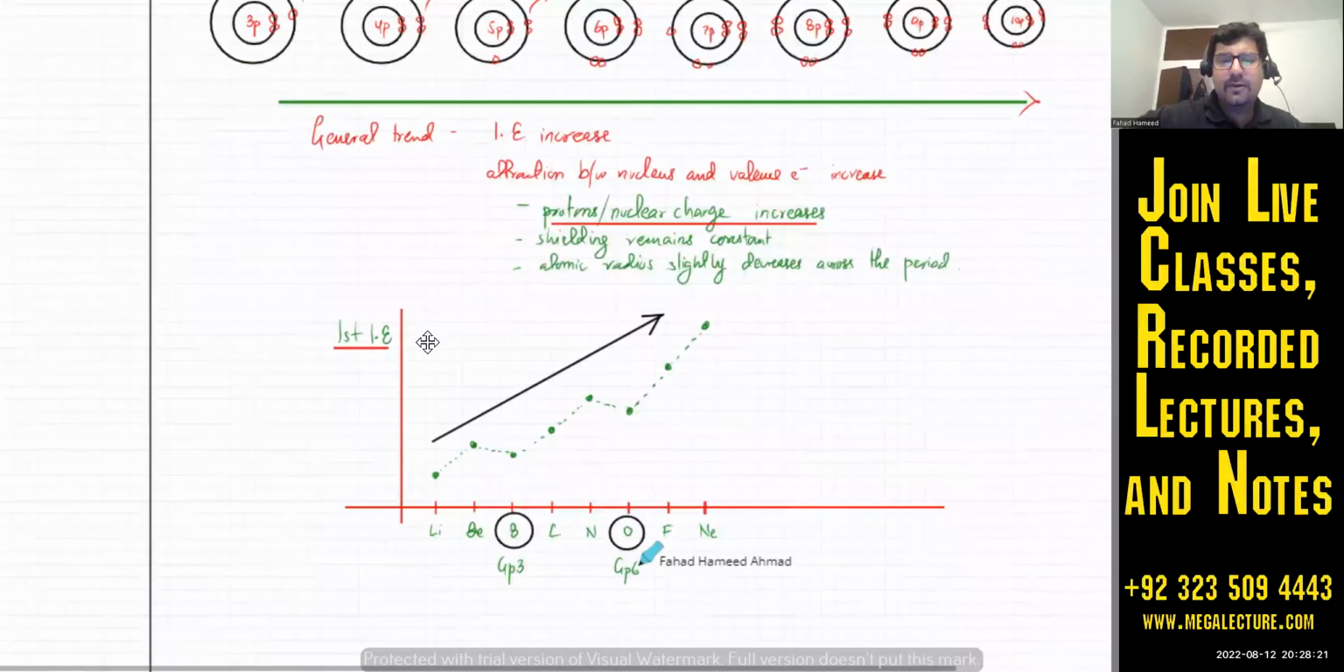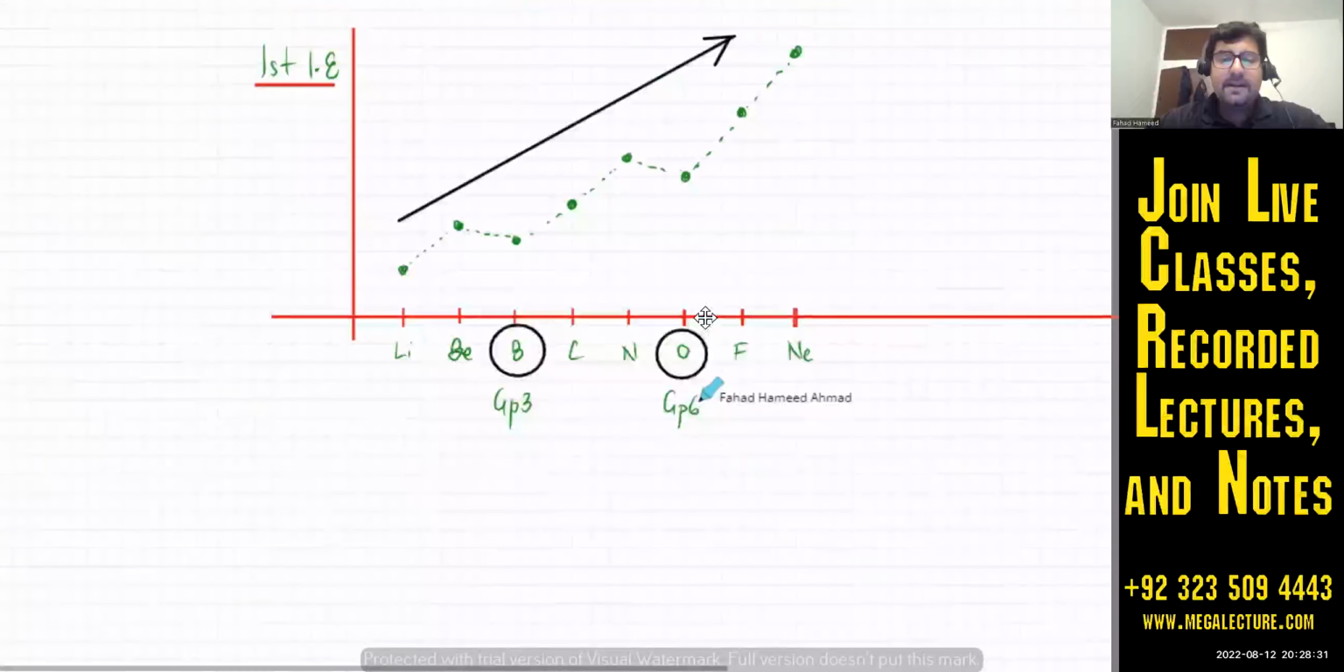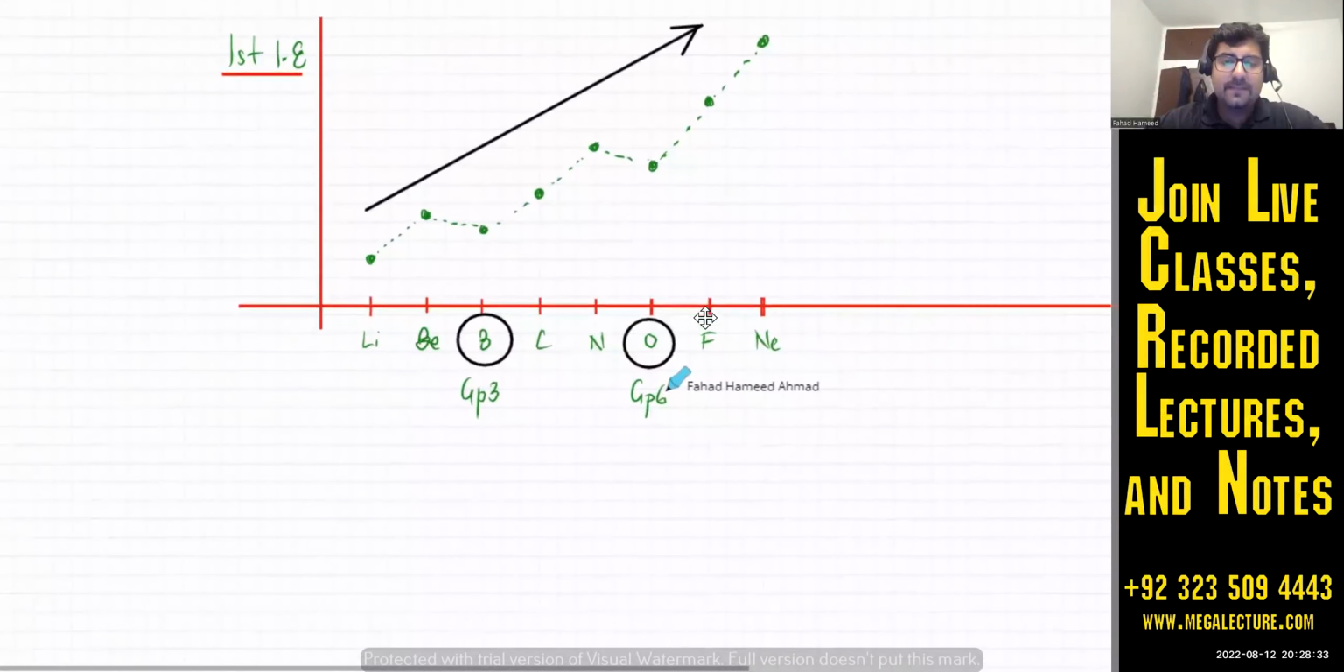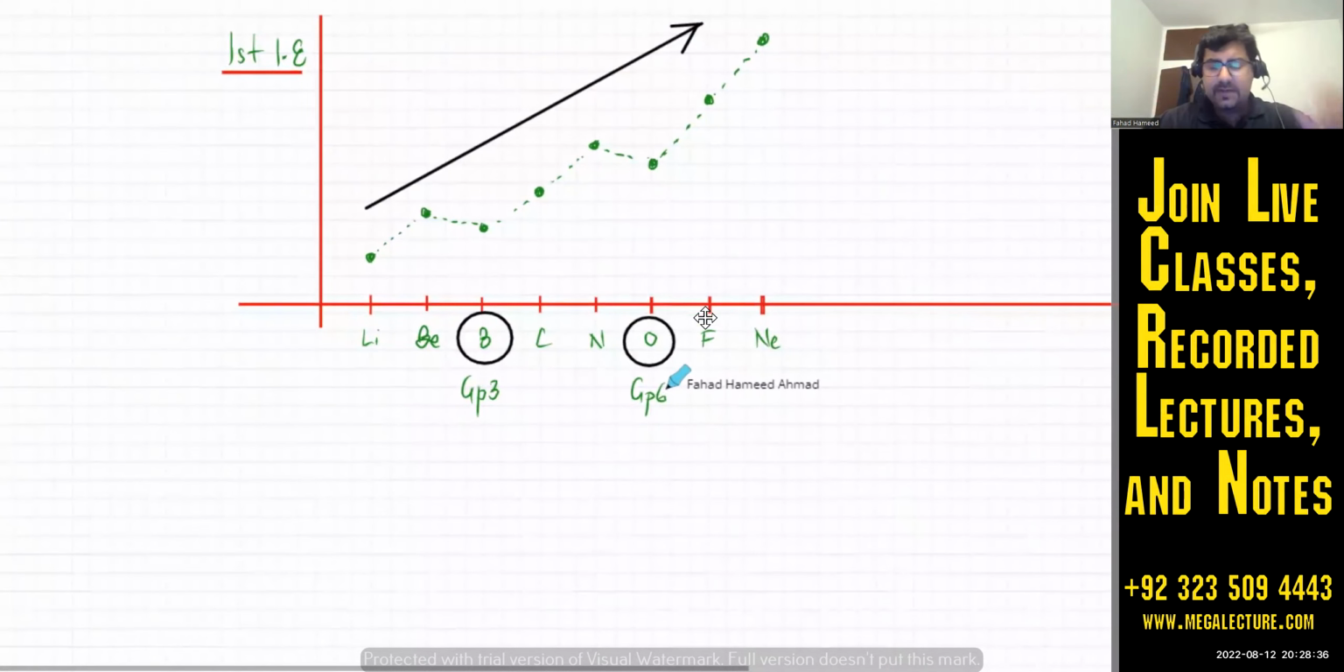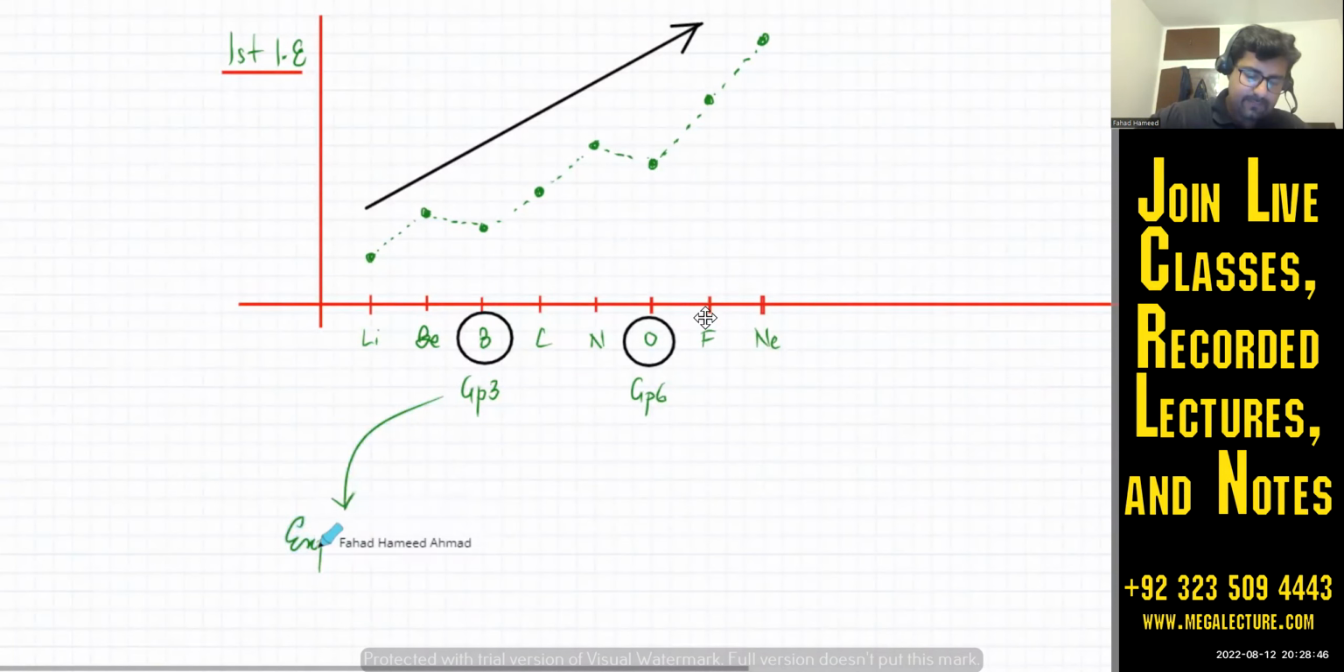When we talked about the factors, I told you that the ionization energy increases across the period, right? Because every time you get more protons, it becomes harder to remove electrons. But there's always a dip at group 3 and group 6. And you get a question very often asking you to write an explanation why there's a dip at group 3. Well, you have to explain this.